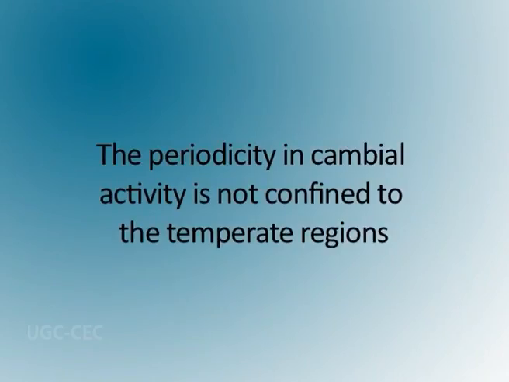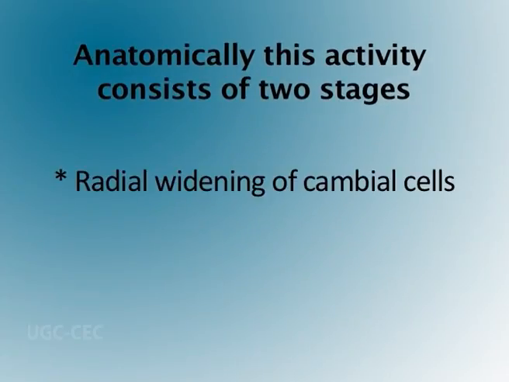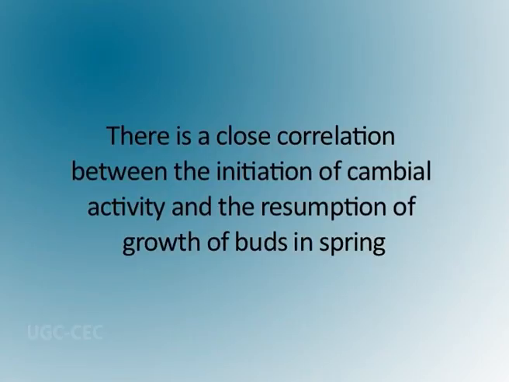The periodicity in the cambial activity is not confined to temperate regions, but also takes place in tropical trees where it is less clearly related to seasonal changes in the environment and may be weakly expressed. It occurs in both deciduous and evergreen trees. Anatomically, this activity consists of two stages: radial widening of cambial cells and cell divisions in these cells. There is a close correlation between initiation of cambial activity and the resumption of the growth of buds in spring.